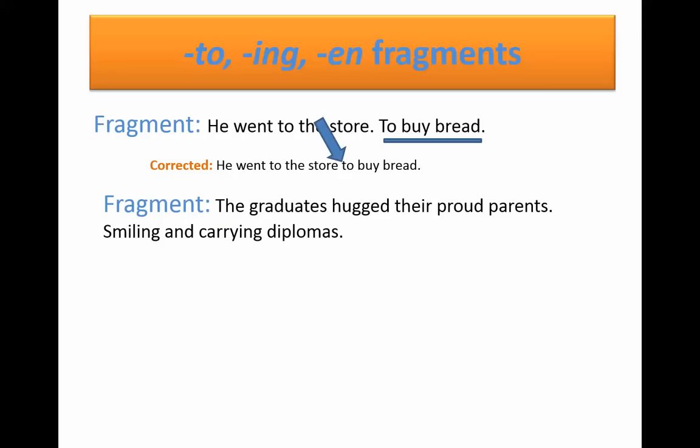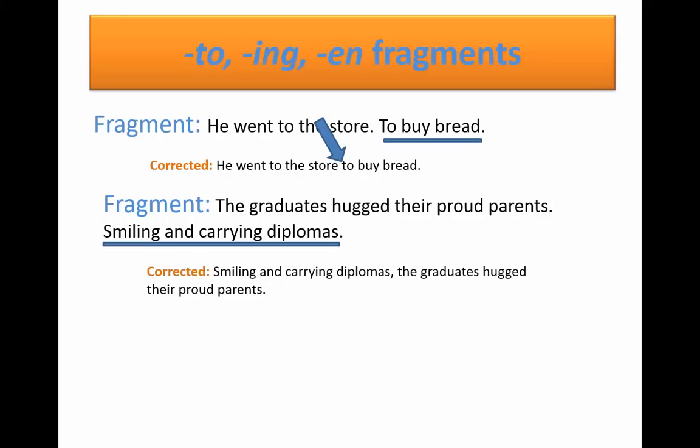Another fragment, the graduates hugged their proud parents. That's a complete sentence. Smiling and carrying diplomas. That is not a complete sentence. Notice that the two words smiling and carrying both end in ing. These are signals to you that you might be dealing with a sentence fragment. We can fix it by adding the two sentences together. Smiling and carrying diplomas, the graduates hugged their proud parents. We just simply took the fragment and put it in front of the other sentence.